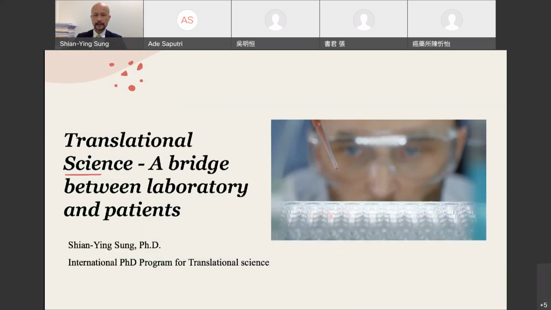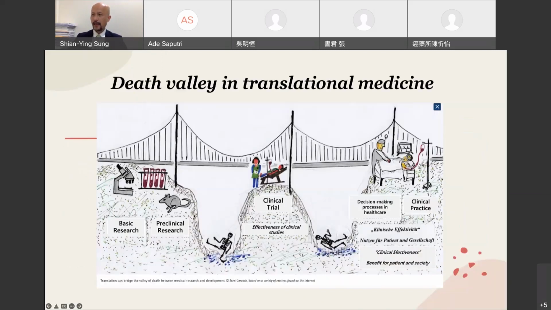Translational Science. As everybody knows, translation is not just doing bench work, in which we are doing tremendous work in basic research as well as preclinical animal models. However, for most of the research, we really wish that our product or our data can be used in a clinical trial, and eventually we can go to daily clinical practice.